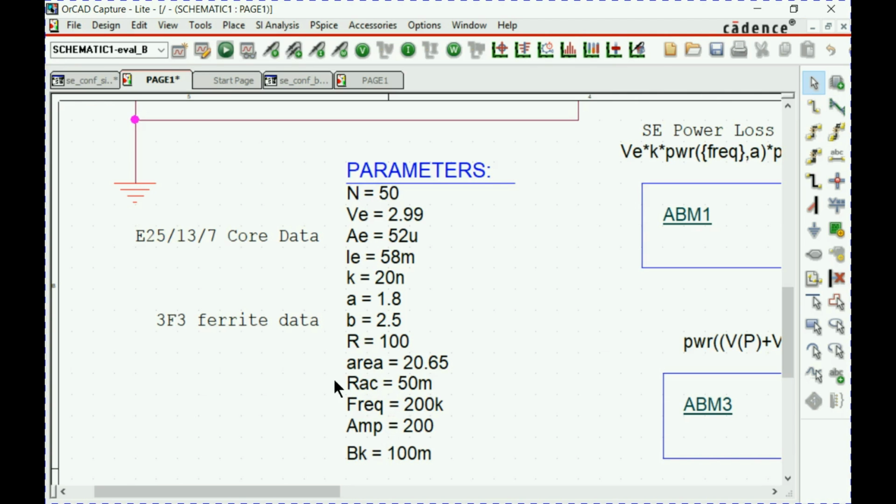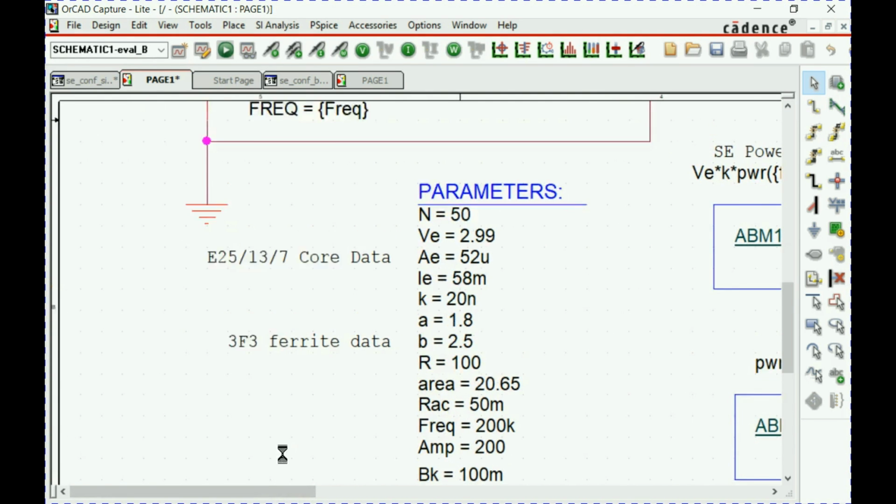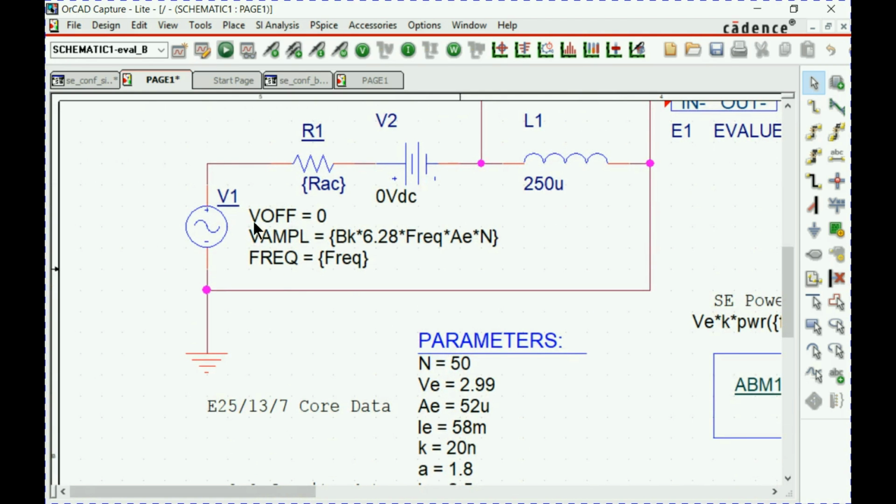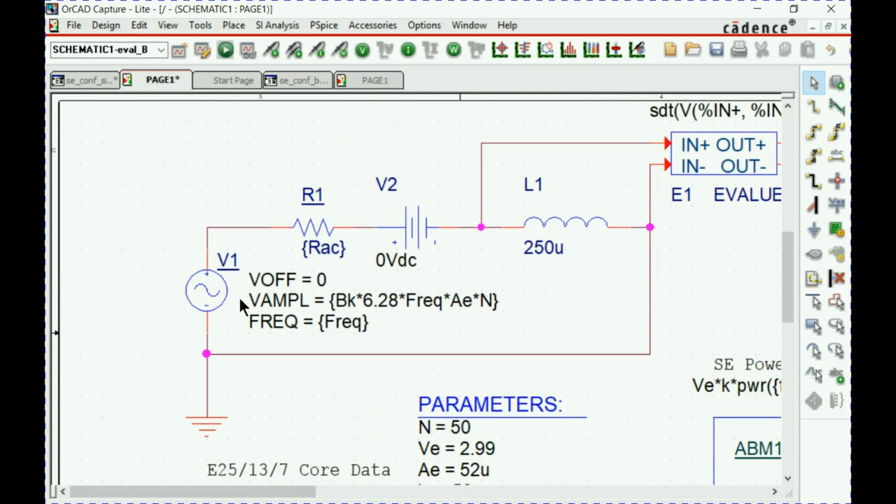The amplitude of the excitation is 200 volt, and this is the peak value of the flux density. The reason that it is put in the parameter is because what I've done here is that I've defined the amplitude of the source. This is the source. I've defined it as a function of Bk, so that by sweeping this value, it will automatically calculate the amplitude that will generate the peak value, so that I'll get all the information as a function of the flux density, which is more convenient for just illustration.